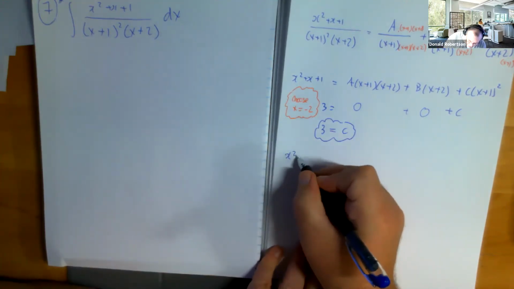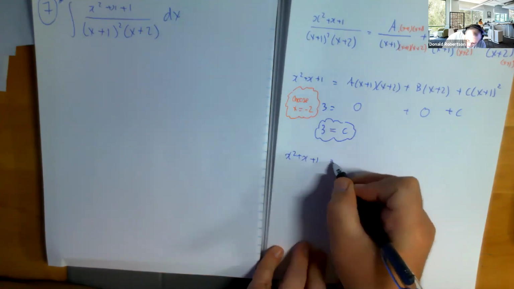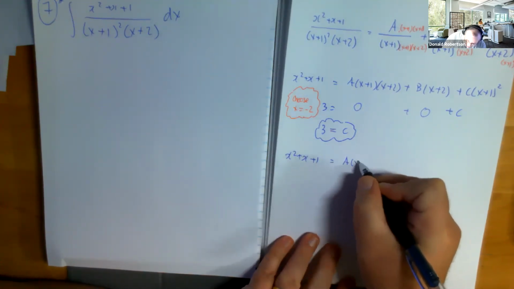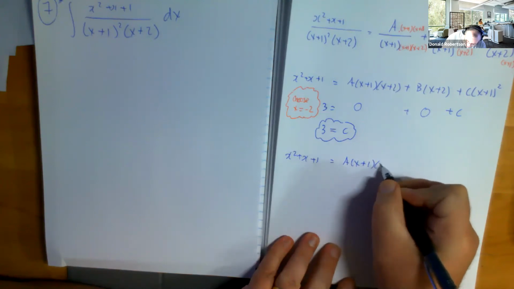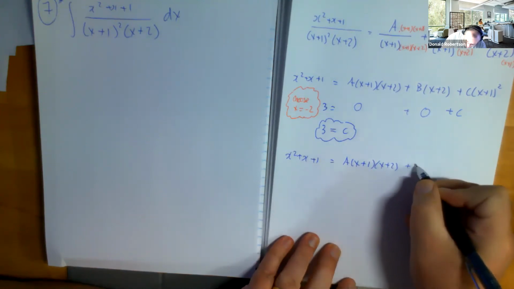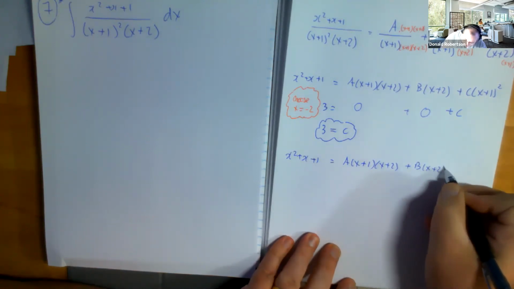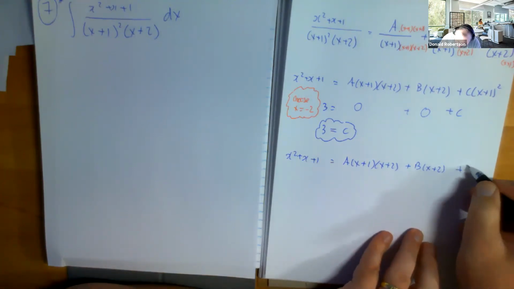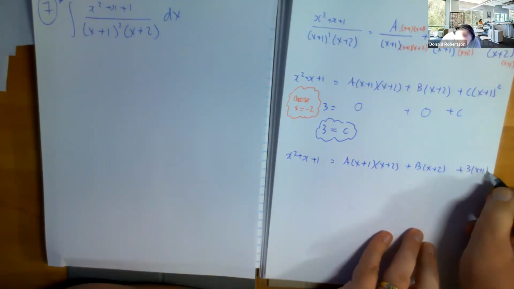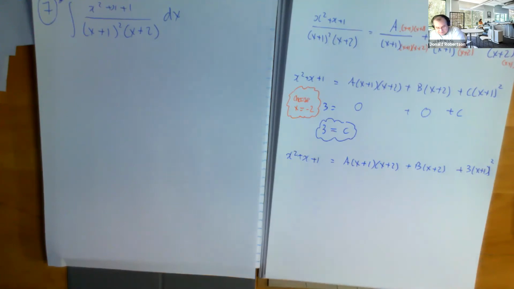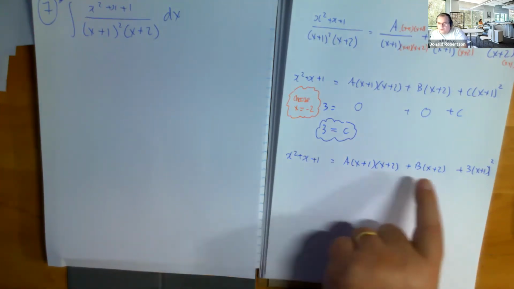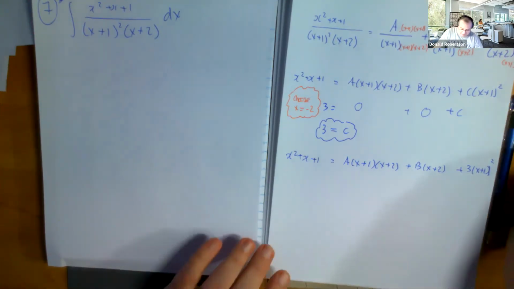So I have x squared plus x plus 1 is this fella, this fella, this fella, and 3 lots is that guy, right? And that helps us also to focus on who to go for next.